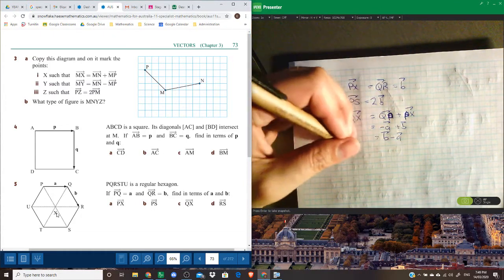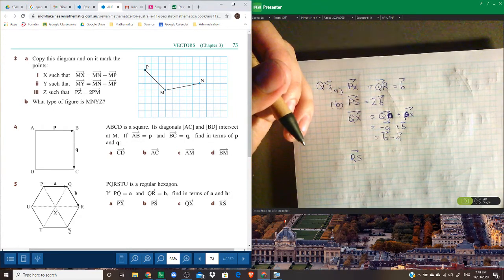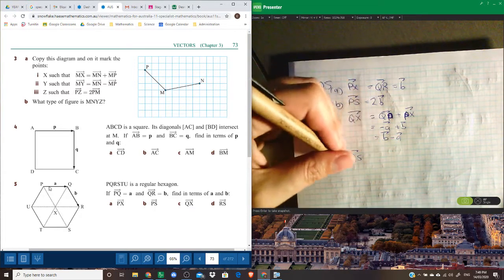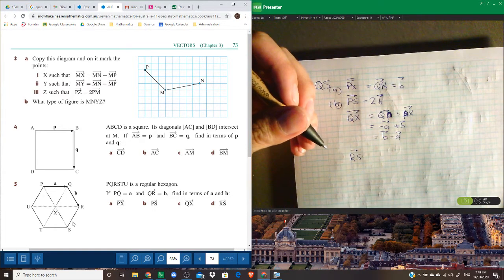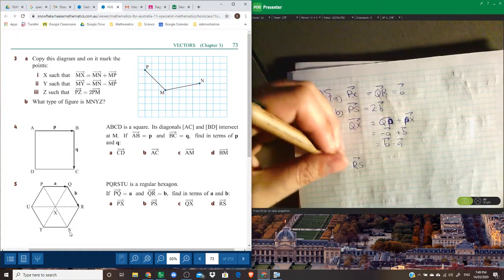The last one, R to S. From R to S, we can see a path. We actually know how to get around here. And P to S, I've already worked that out. So I can take another path where I go backwards. But let's use what we learned with equalities. Vector PQ plus QR plus RS equals PS, which I already know. And I know the other ones. So let's just work it out that way.